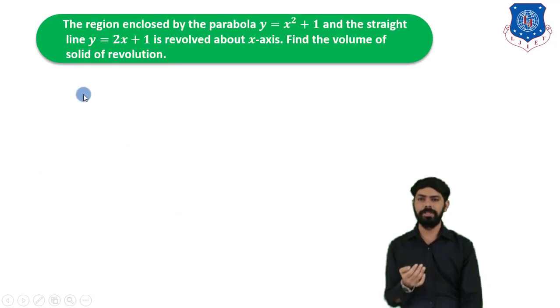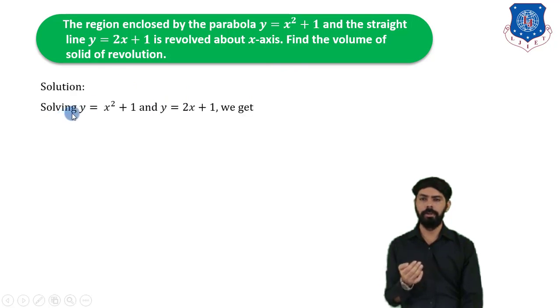So let us discuss example, that is the region enclosed by the parabola y equal to x square plus 1 and the straight line y equal to 2x plus 1 is revolved about x-axis. Then find the volume of solid of revolution. So here first of all we will find intersection point of parabola y equal to x square plus 1 and straight line y equal to 2x plus 1.